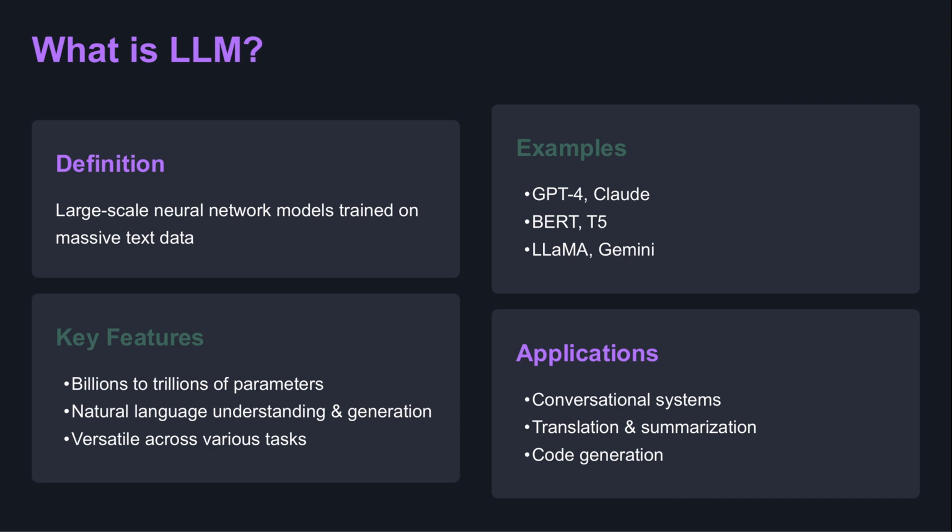Large language models are huge neural networks trained on massive amounts of text. They often have billions to trillions of parameters and can both understand and generate natural language. Examples you probably know are GPT-4 and Claude, and older models like BERT and T5. People use them for chatbots, translation, summarization, and even code generation.